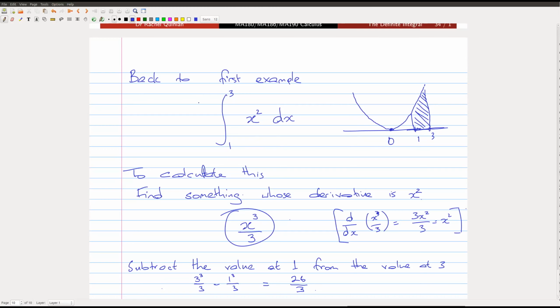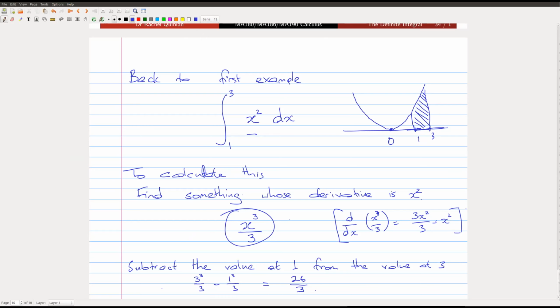And this is a general method that can be applied to calculate these kinds of areas. Basically, find something whose derivative is the integrand in this expression, the x squared in this example. Okay, that's the hard part, because sometimes that's easy. In this case, it's not so bad. Other times it's difficult or impossible. But if you can do it, then you can calculate the values of these definite integrals by plugging the 2 limits of integration, the 3 and the 1 here, into that expression and subtracting the value at the left-hand endpoint from the value at the right-hand endpoint.